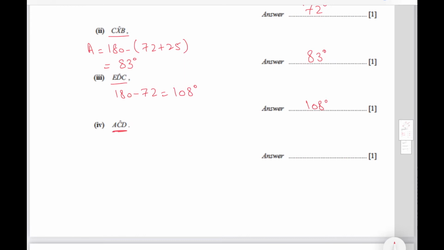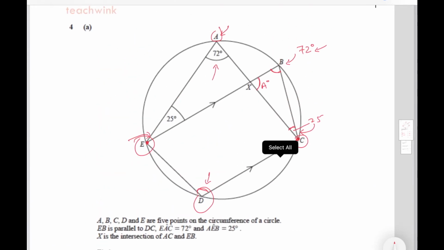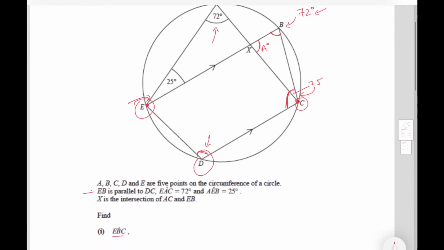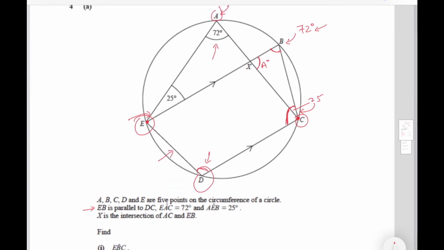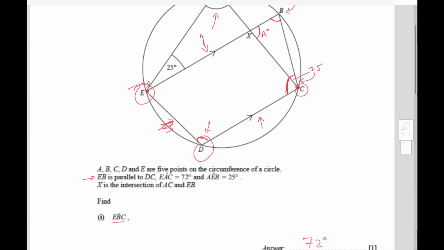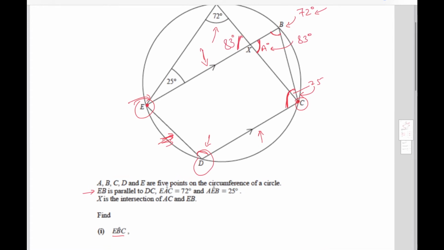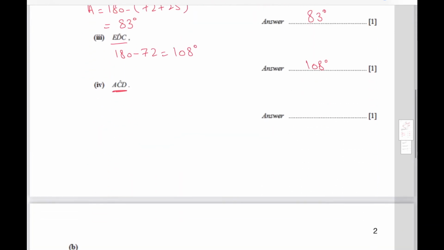The next part says calculate ACD. ACD is this angle right here. Now, since the question mentioned that EB is parallel to DC, that means this line is parallel to this line, not the other way. That means if A is 83 degrees, this over here is also going to be 83 degrees. If this is 83 degrees, that means this angle right here is also going to be 83 degrees. So let's write the answer over here. This is 83 degrees. Let's move on.